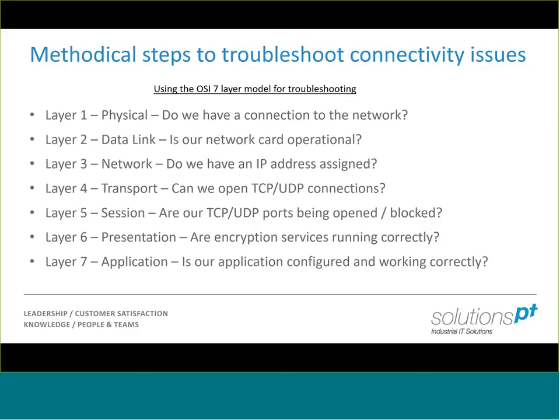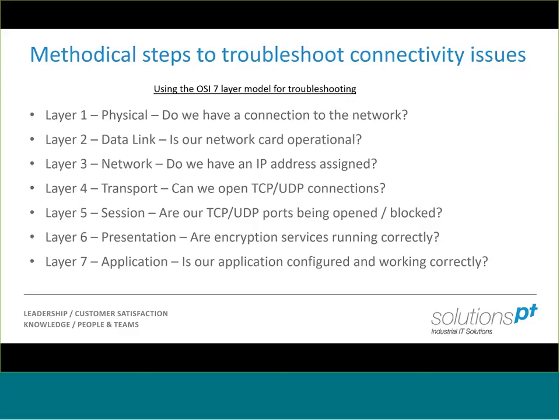Layer 4, our transport layer: can we open our TCP or UDP connections? Things that could potentially stop this might be a firewall, whether it be a local firewall on our device or a network firewall. Those are the kind of things that could be preventing us from opening these connections. Layer 5 ties in a little bit with our transport layer, and it's a question of are our ports being correctly opened or are they being blocked? So again, it ties in with issues with firewalls, things that could be blocking our ports. It might also tie in with whether that port in question is already in use by another service on our device. That would be something to look out for at that layer.